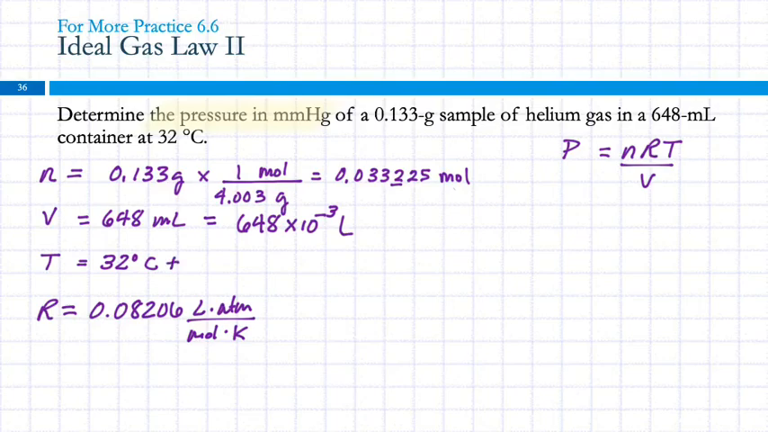Celsius never works with gases, so we need to convert this. That's going to be 305.15. That's a dangerous thing to do in your head. It's a good idea to double check. So now I've got all my variables. I've got my rearranged equation, so I can put the numbers in.